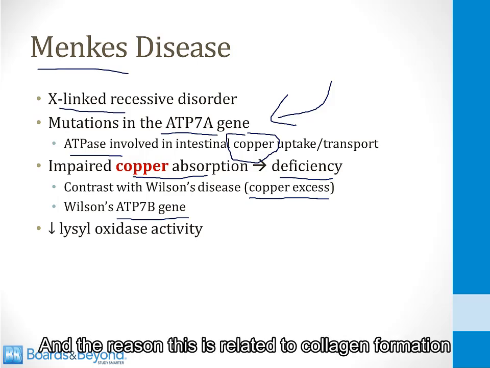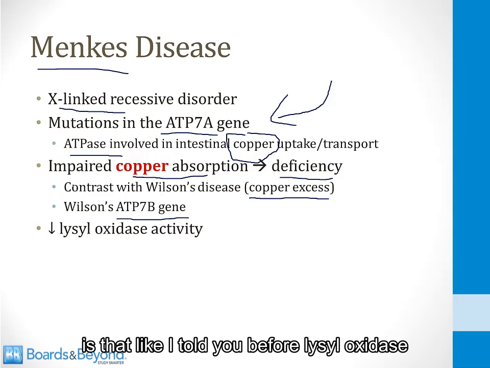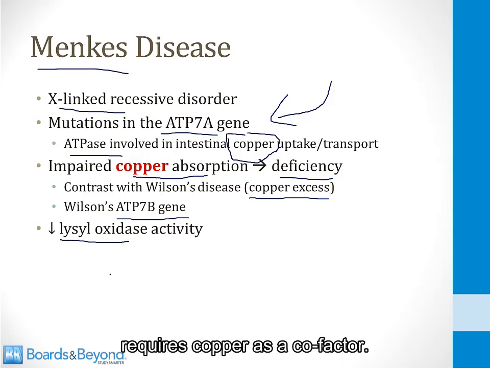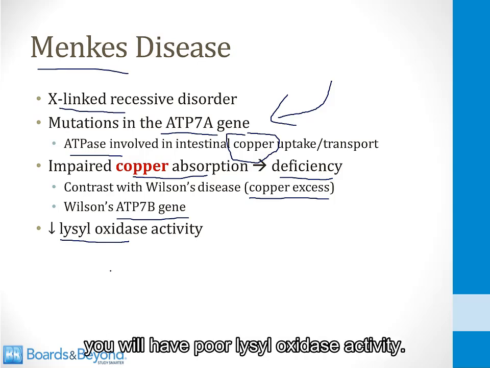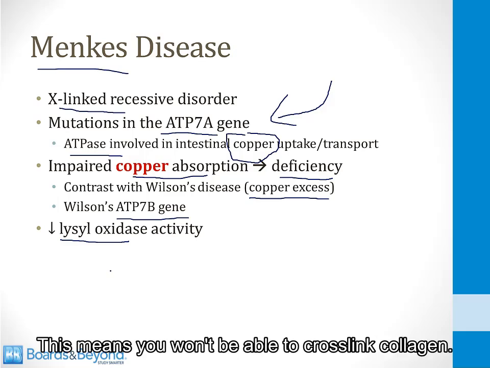And the reason this is related to collagen formation is that, like I told you before, lysyl oxidase requires copper as a cofactor. So in the state of copper deficiency, you will have poor lysyl oxidase activity. This means you won't be able to cross-link collagen.